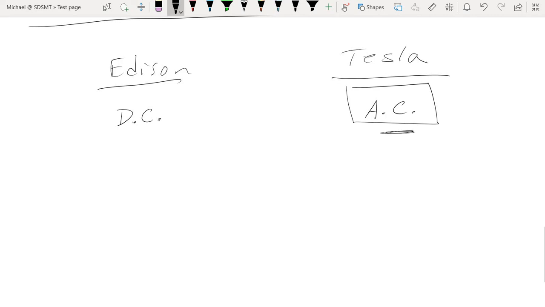And Edison said, "Now you see, that stuff's really dangerous. You want to put that in everybody's home." Well, Tesla's response was something like, "Well, just don't stick your finger in the outlet and you'll be fine." And here we are today, more than 100 years later, and again, the first thing that we learn is don't stick your finger in the outlet and you'll be fine.